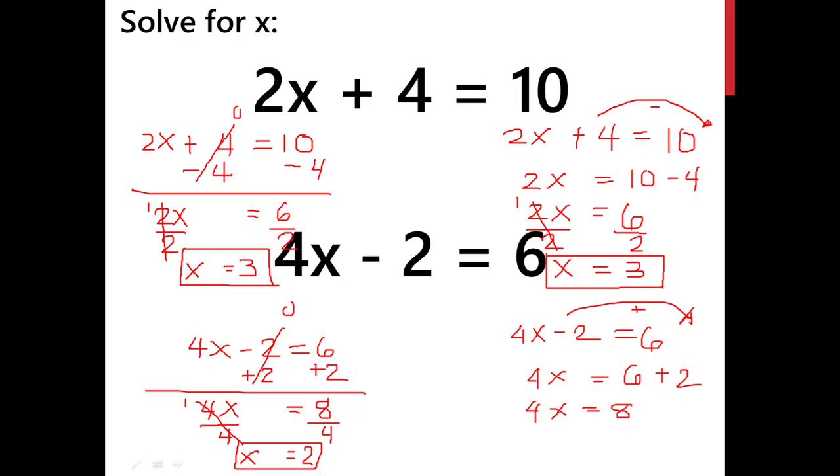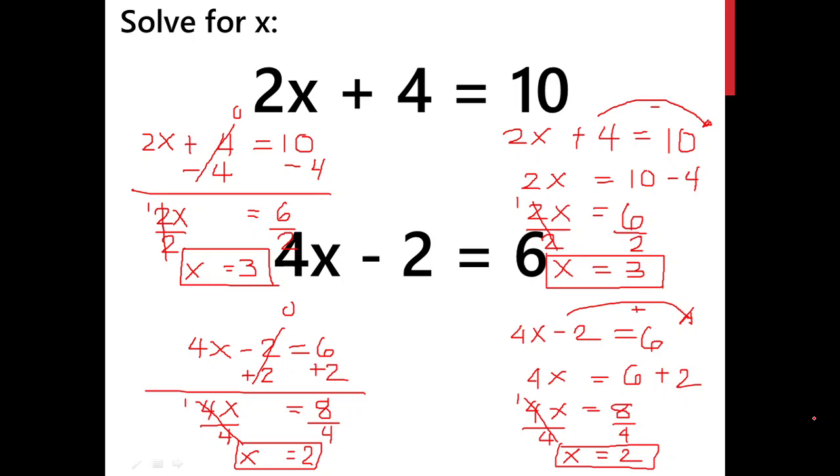Okay, then we need to solve for x, so we need to eliminate the numerical coefficient by dividing it by its own numerical coefficient, which is 4. 4 divided by 4 becomes 1. 1 becomes an imaginary number, so you have x is equal to 8 divided by 4, which is 2. So we have the same answer.